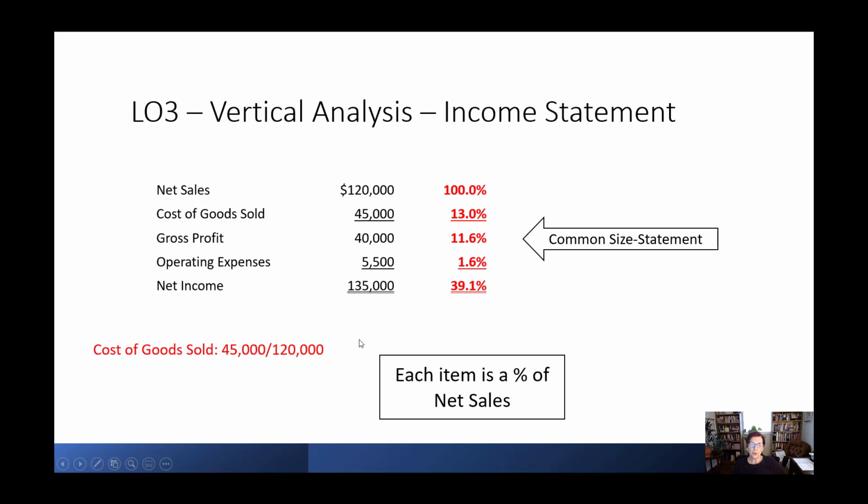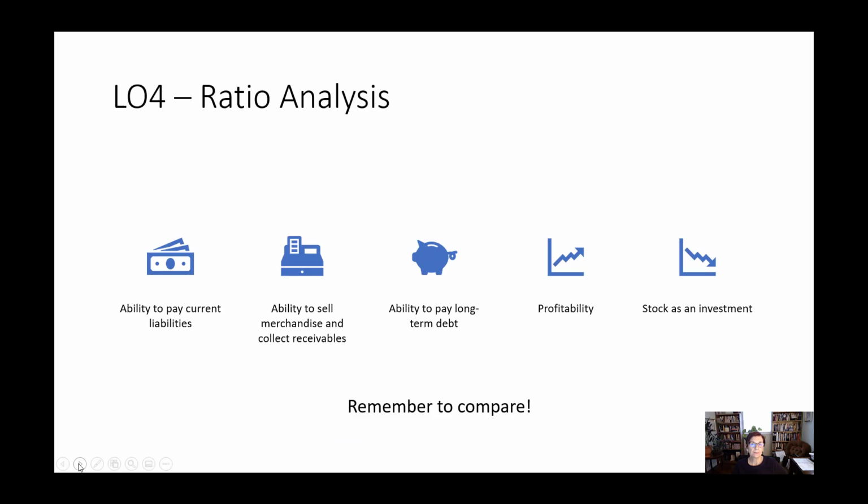Same thing with gross profit. We took our gross profit of $40,000 and we divided it by the $120,000 to get these numbers. Okay? And so what this tells us is what percentage each of these numbers is as a percentage of net sales. Again, there's a vertical analysis video that you can watch if you would like more detail on this.